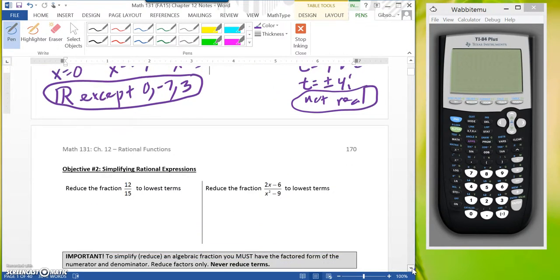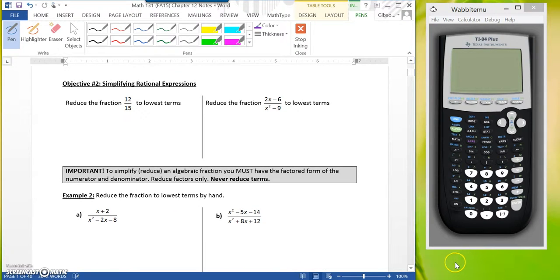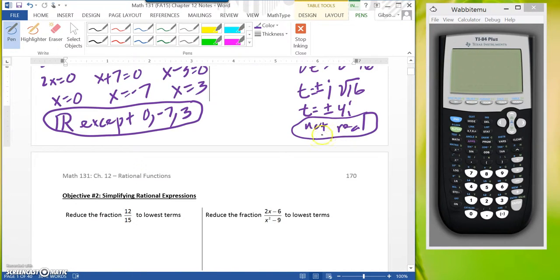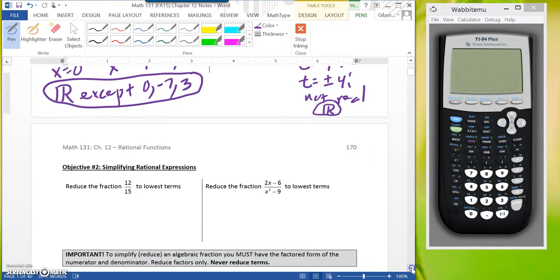Actually, just to add something on here, the final answer wouldn't be not real. The final answer actually would be all real numbers. And the reason why it would be all real numbers is because since a complex or imaginary number would make the denominator 0, that means we can use all real numbers for this particular problem. So your answer here would be all real numbers.